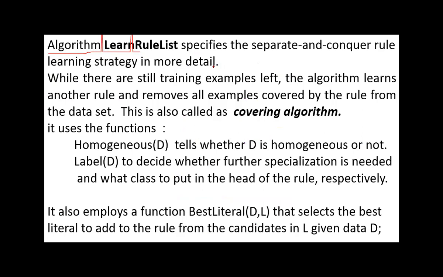In the tree model, we created an algorithm for tree building. In the same way, we have to go for an algorithm for learning or creating a rule list. The algorithm is named learn rule list. It specifies the separate and conquer rule learning strategy in more detail. Our strategy is the separate and conquer rule learning strategy.